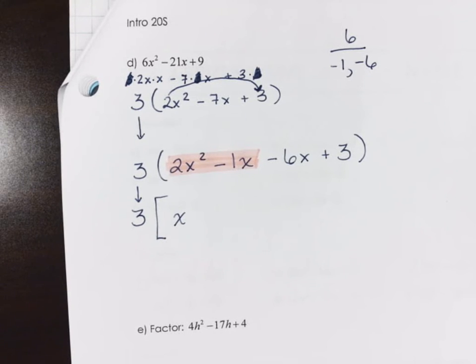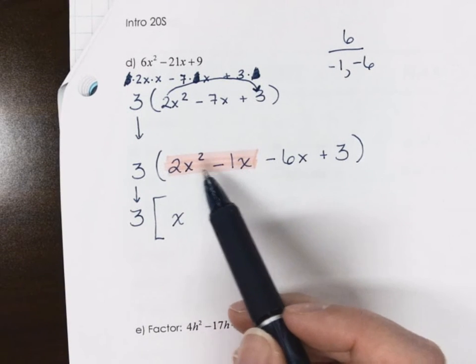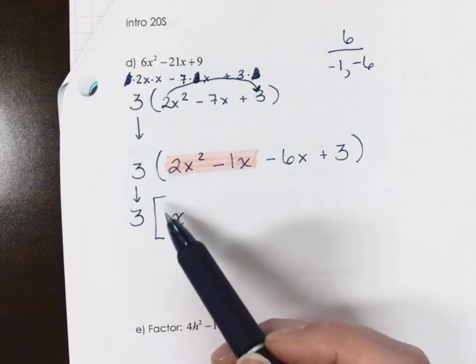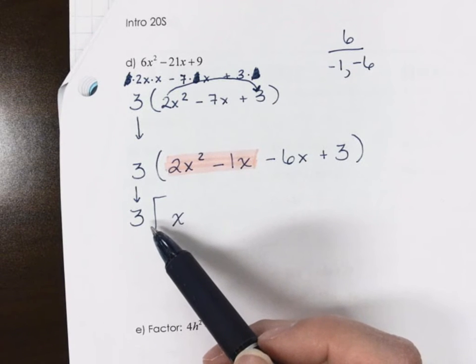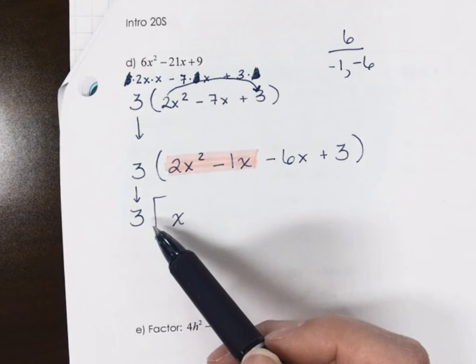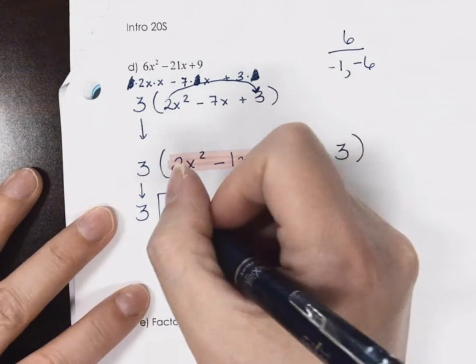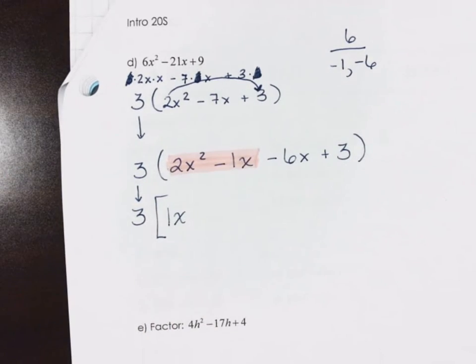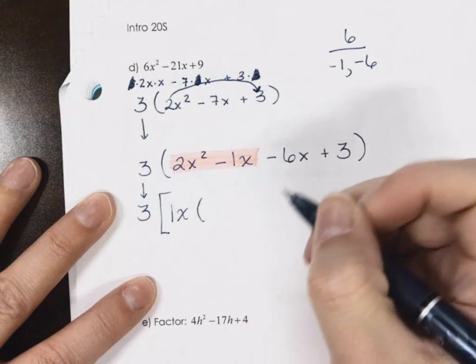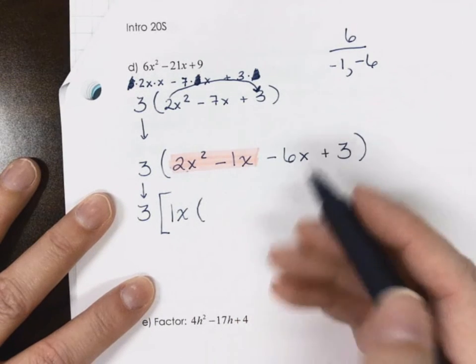Is there a number that I can take out? One. And it would be a positive one, right? Because there's no negative in front of this. So I wouldn't take out a negative one, because I think it's going to get complicated. Do I need to write that I took out a one? Not really. So, what's left behind if I took out an x from everywhere here?